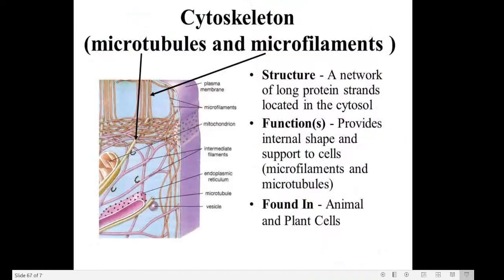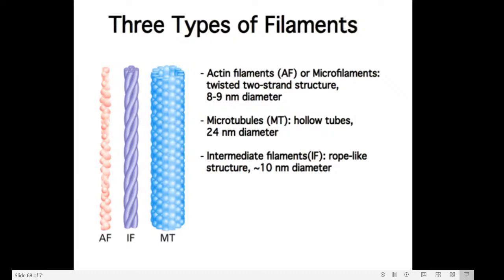Specifically, it has three different components: actin filaments, microtubules and intermediate filaments. The actin filaments are twisted two-strand structures, 8 to 9 nanometers in diameter. It's a very important thing, please listen. Then microtubules are hollow tubes. This blue one is a microtubule, which has a 24 nanometer diameter. Then intermediate filaments are rope-like structures, nearly 10 nanometers.